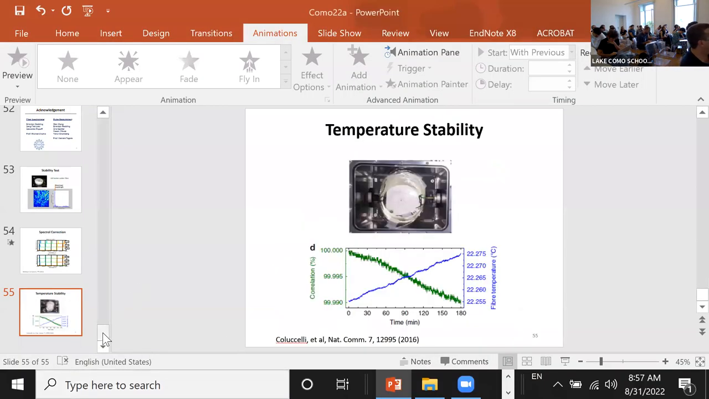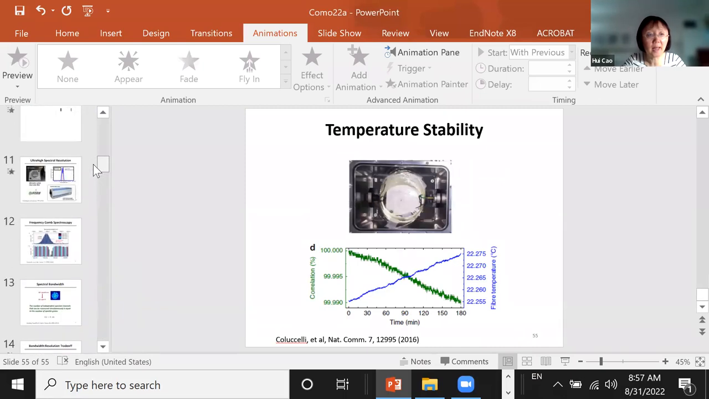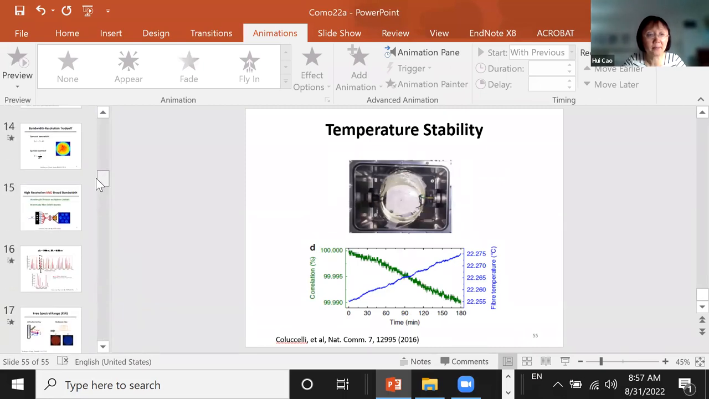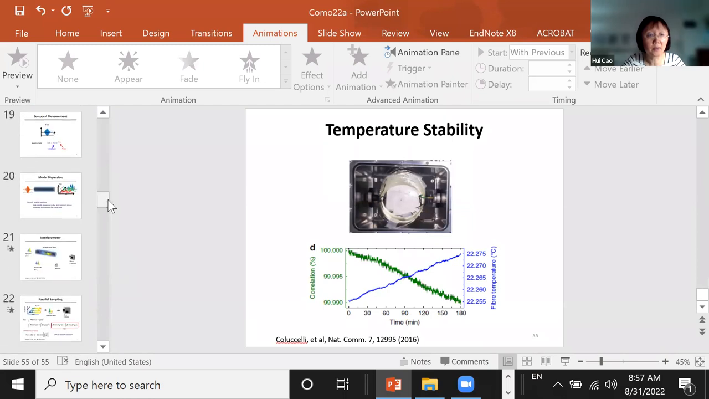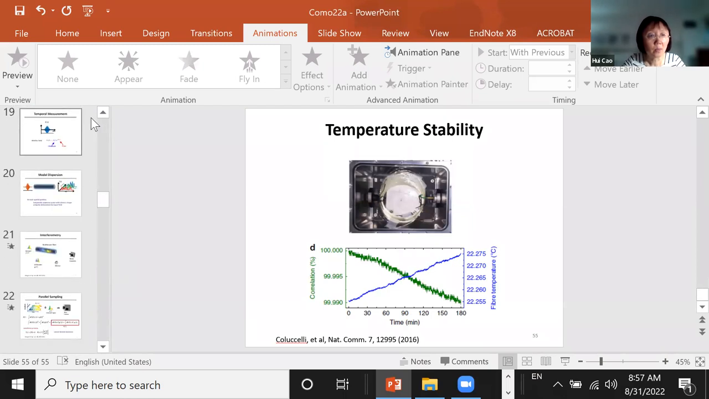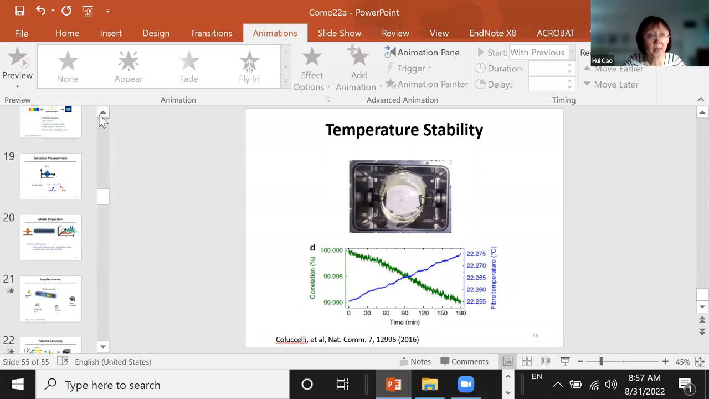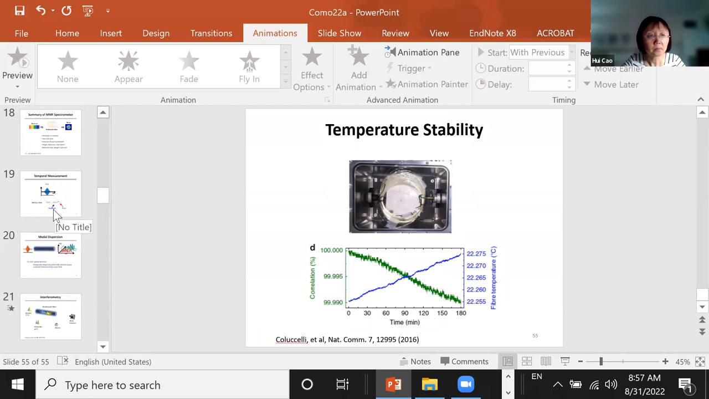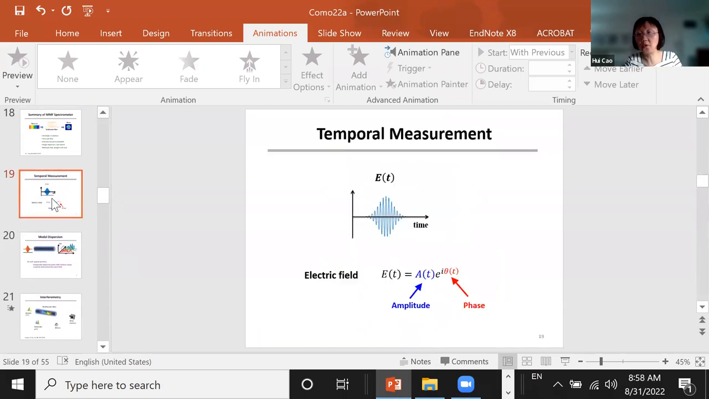Thank you. And now, if there's no question, I want to do a time domain measurement. So for the time domain, I also want to use the same fiber, not only to measure the spectrum, but also to measure the temporal pulse shape. Of course, for this electrical field, we can write there's amplitude, there's also phase, and they both depend on time.